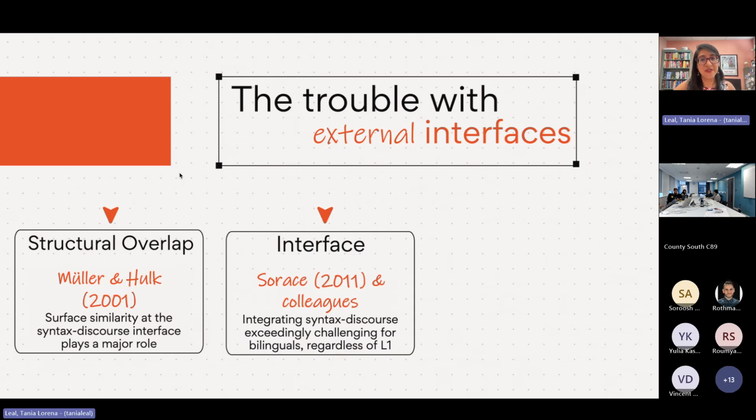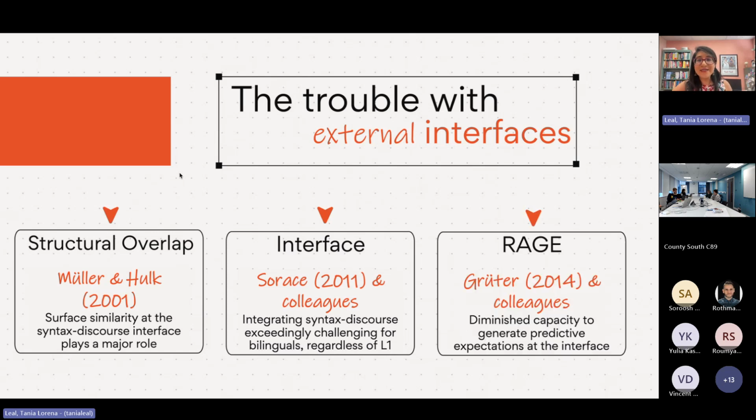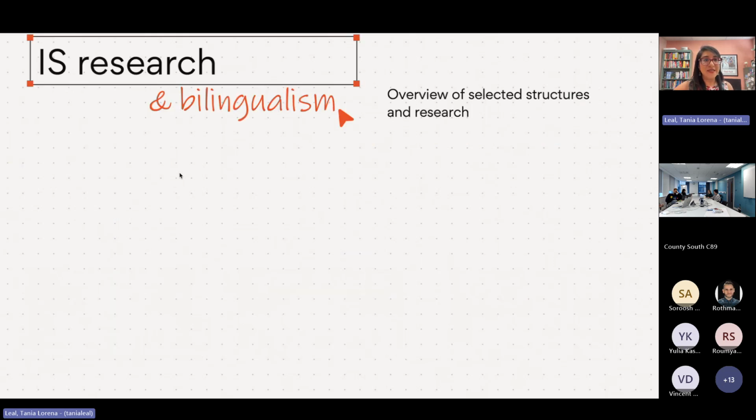The interface hypothesis, which is due to Sorace and colleagues, builds on this distinction between the internal and external interfaces to suggest that external interfaces are challenging, not because of the L1, it doesn't matter, it's not the structural overlap, it's nothing about that. It's not even missing knowledge, but it's the difficulty with integration of syntax and discourse in real time that requires processing effort. So it's like a byproduct of bilingualism. And lastly, we have Grüter et al. with the RAGE hypothesis, which is a wonderful name, reduced ability to generate expectations, which proposed that non-native speakers show a reduced ability to generate predictive expectations during processing at this interface as well. So together, you see that these accounts highlight how linguistic and cognitive demands seem to converge at the interface, making it particularly difficult for bilinguals. So this is the meat of the research.